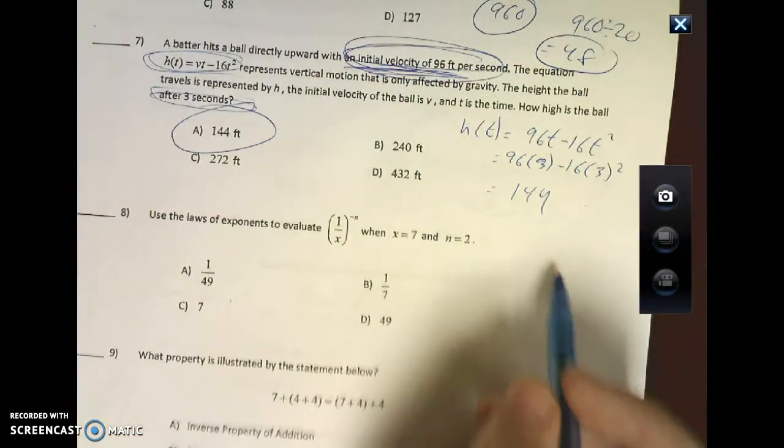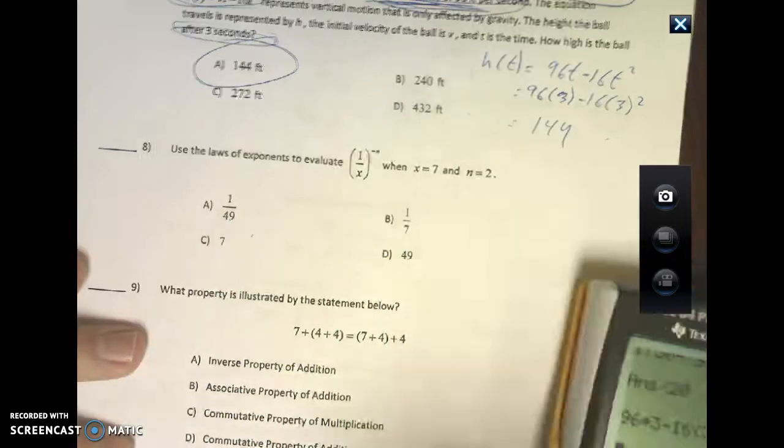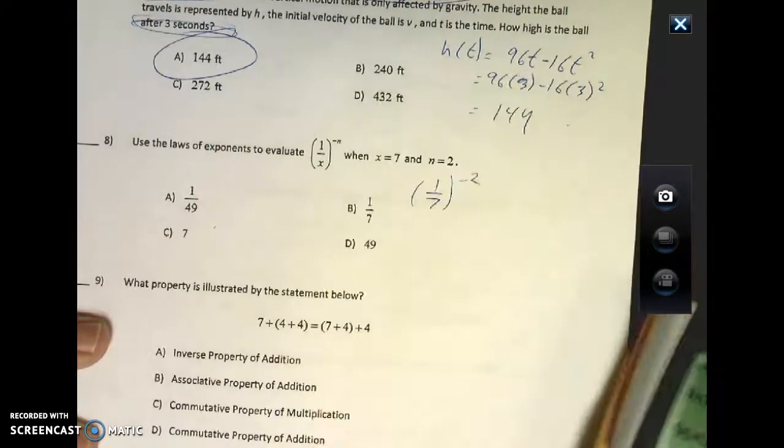It'll help out. Use the law of exponents to evaluate quantity 1 over x raised to the minus n power when x equals 7 and n equals 2. I'm just using calculator. So it's 1 over 7 raised to negative 2 power.